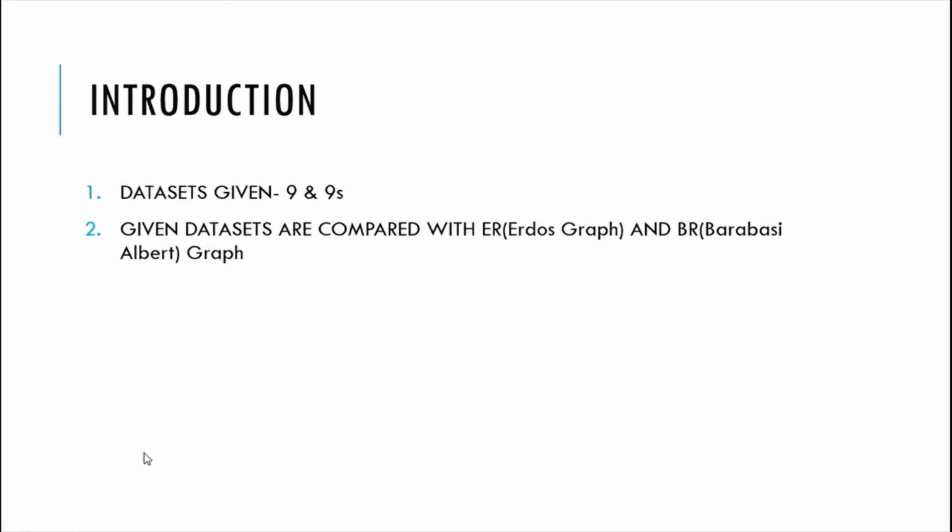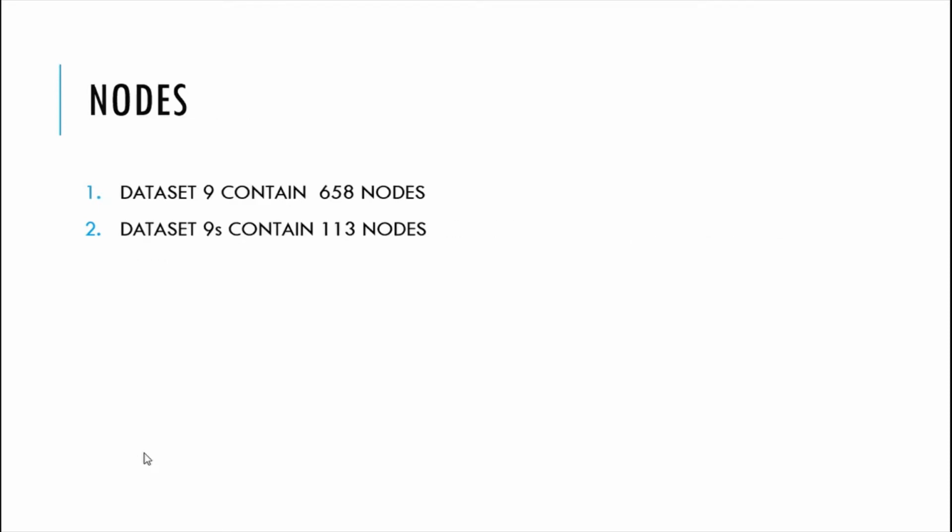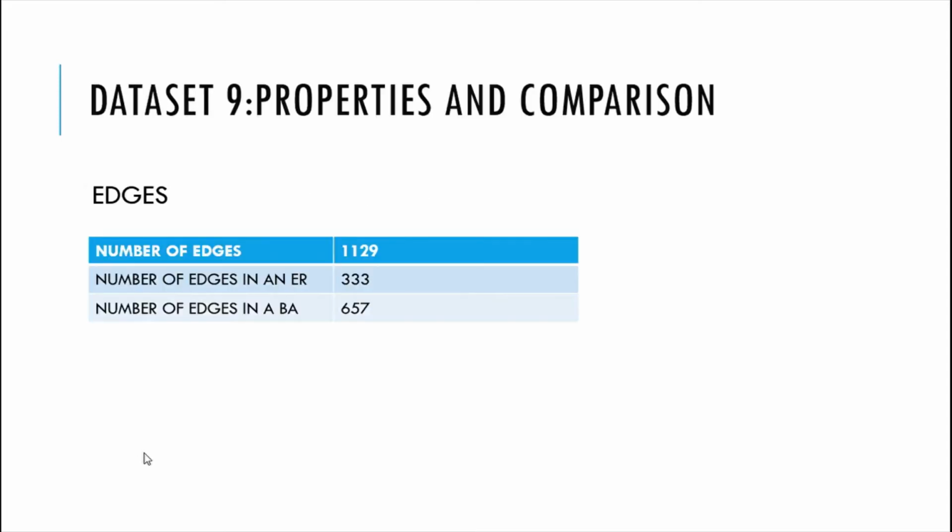The datasets for this assignment given to me were 9 and 9s. In these datasets we'll compare ER and BA graphs, the Erdos-Renyi graph and the Barabasi-Albert graph. The nodes in dataset 9 were 658, while in dataset 9s were 113.